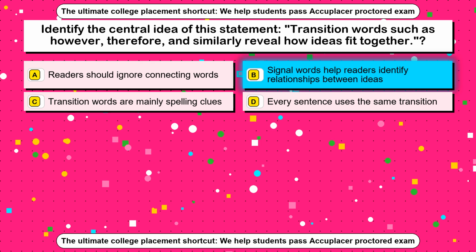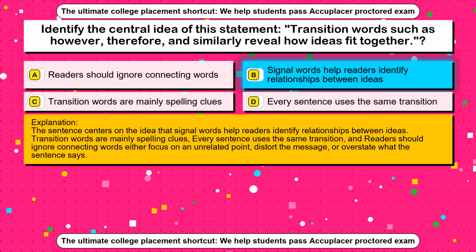The correct answer is option B. Signal words help readers identify relationships between ideas. The sentence centers on the idea that signal words help readers identify relationships between ideas. Transition words are mainly spelling clues. Every sentence uses the same transition, and readers should ignore connecting words, either focus on an unrelated point, distort the message, or overstate what the sentence says.